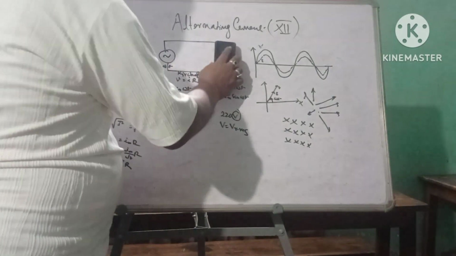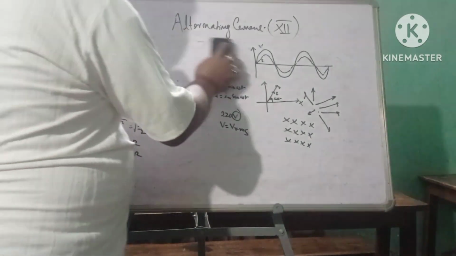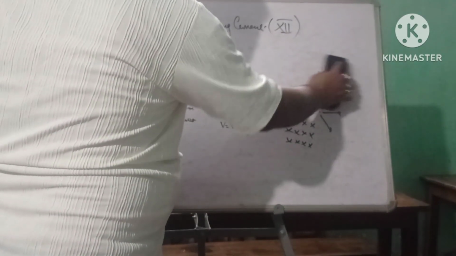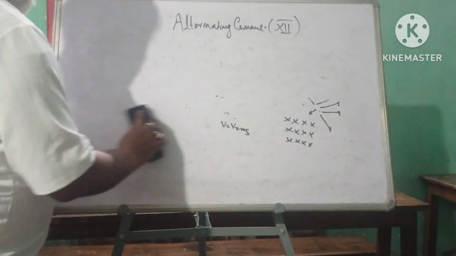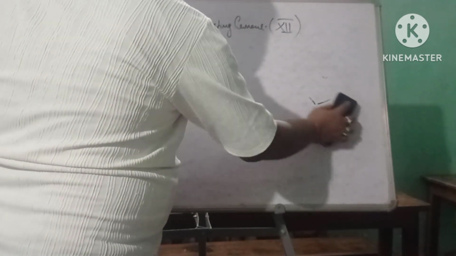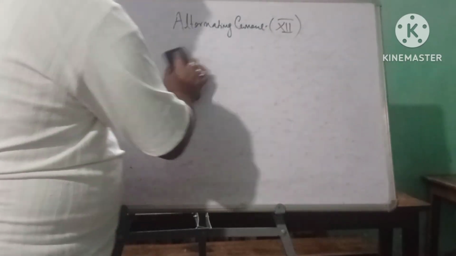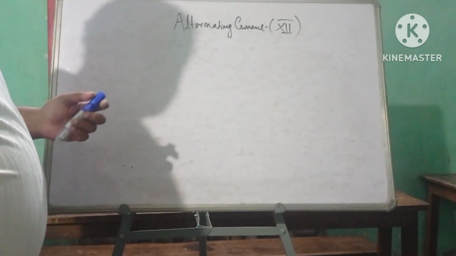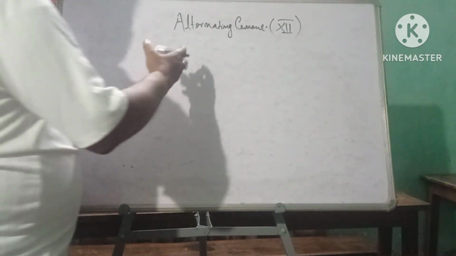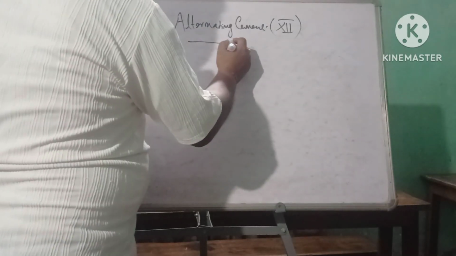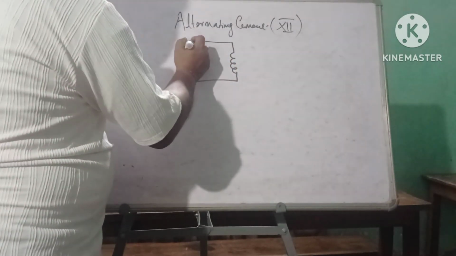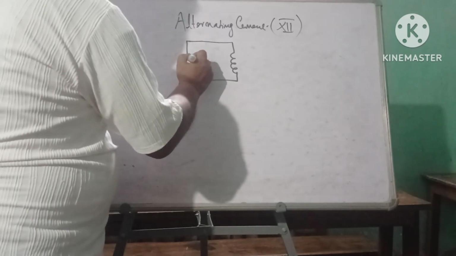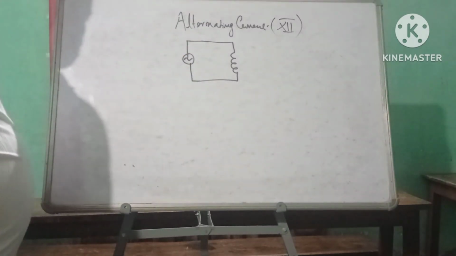Now I am going to my next circuit, the next circuit is this. Now it is connected with an inductor. Here this is connected with an induction coil. Your AC is connected with an induction coil.